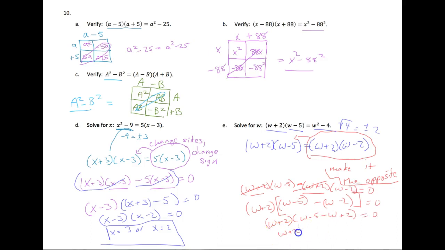W plus 2, and then we got w minus w, and negative 5 plus 2 is negative 3, which is 0. So this negative 3 really doesn't have any effect on this. We could divide both sides by negative 3. It wouldn't hurt anything. And we'd end up with w plus 2 equals 0, and we'd find out that w was negative 2. And that would be our only value on that one. Very nice. Okay.